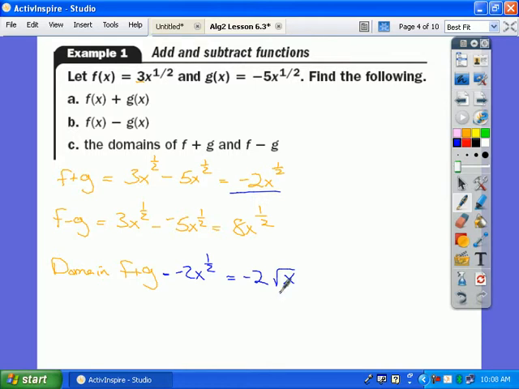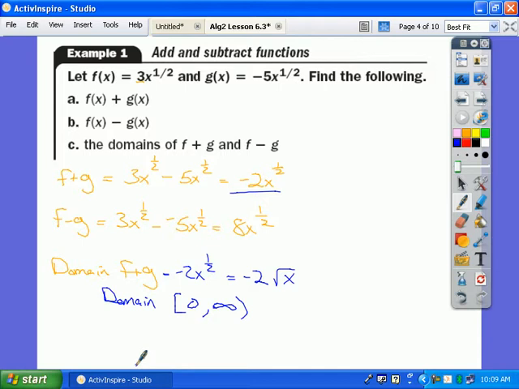And so we're not allowed to take a square root, or a 4th root, or a 6th root, or an 8th root, an even degreed root. We're not allowed to have negative numbers under there. So we say the domain for f plus g is going to be from 0 to infinity. Okay, the domain is from 0 to infinity. Any positive number and 0 I can plug in there. I can't plug in a negative number.